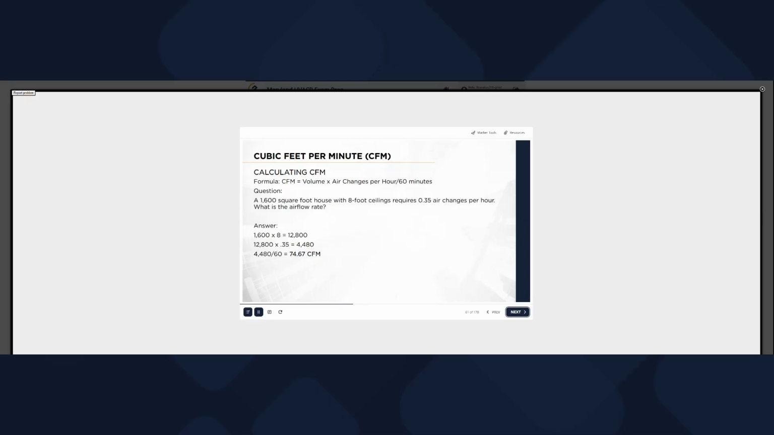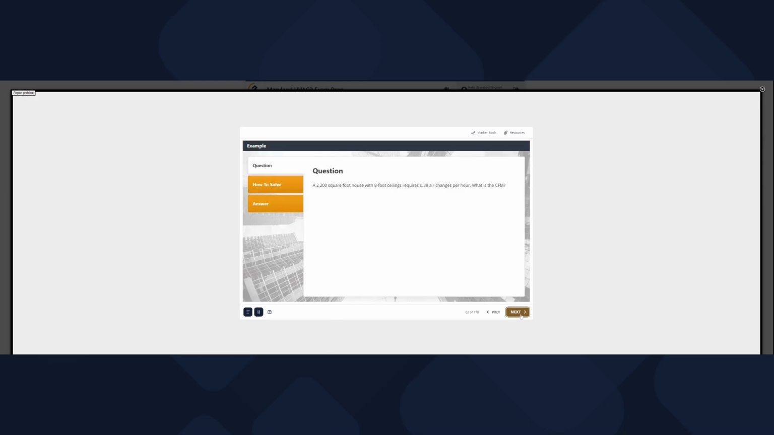4,480. The question does not specify the time unit of measurement of the airflow rate, but using CFM is more typical than per hour. Keep going to find the cubic feet per minute. Divide the number by 60 minutes. 4,480 divided by 60 equals 74.67 cubic feet per minute. Let's work through another example. Click the next button or on each tab to see how to solve and the correct answer.